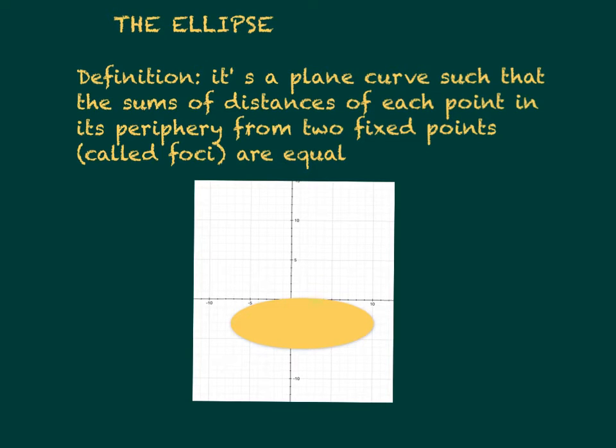The definition of the ellipse is that it's a plane curve where the sums of the distances from each point of the curve in its periphery to two fixed points called foci are equal. So let me try to explain to you.